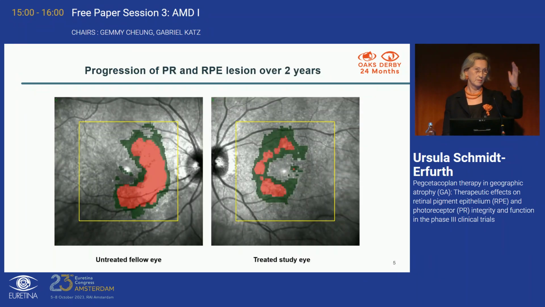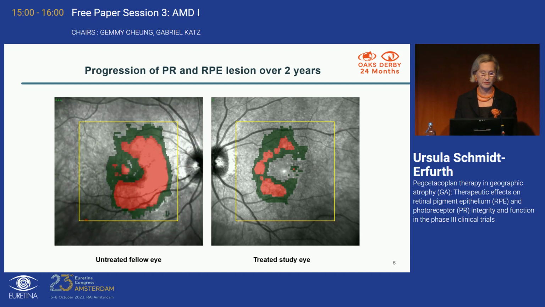How can we imagine what this looks like? So we picked one patient who has disease in both eyes. I remind you that the red area is always the black hole on FAF, it's the RPE layer, and the green area is always the photoreceptor change. So this patient's untreated fellow eye on the right side progressed very fast.